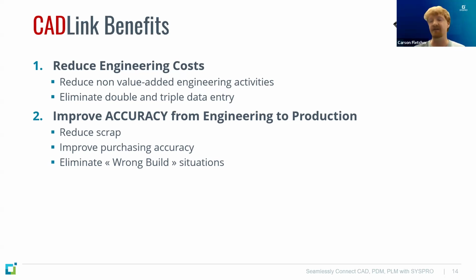CADLink's also going to help improve the accuracy going from engineering to production. So, like I was mentioning before, if you get a wrong part number, description, or anything like this entered into that bill of material, that can introduce some wrong build situations, purchasing errors. Maybe you have to scrap some parts because of these kinds of errors. Improving that accuracy makes sure that what SYSPRO is running MRP off of and creating jobs from is that great data brought over from CADLink and engineering. So CADLink's going to help you reduce scrap, improve purchasing accuracy, and eliminate those wrong build situations where the wrong part was added to that bill of material.